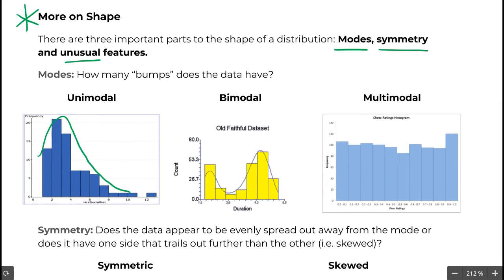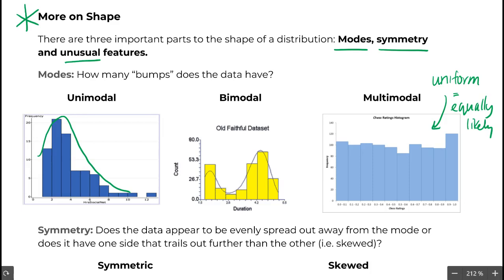Bimodal would have two different outcomes. You see this a lot when you combine groups. As long as the groups have different enough centers, you'll start seeing a bimodal distribution. And then multimodal, something like chess ratings, but this means that there's more than one mode. This one in particular seems to have what we call a uniform distribution. Uniform means they're all equally likely to happen. All right, so that's our modes.